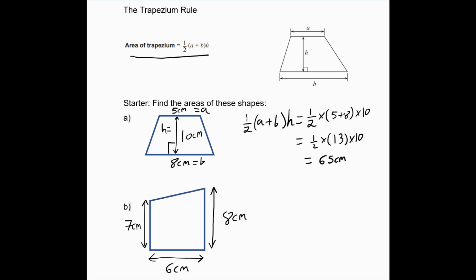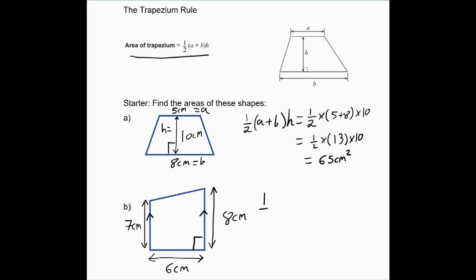We should get 65 centimeters squared. In question B, it might not be entirely clear what the shape is, but it is actually a trapezium because it has two sides that are parallel, the 7 centimeter side and the 8 centimeter side, and there is a perpendicular distance between them. This means that this is also a trapezium because it has only one pair of parallel sides.